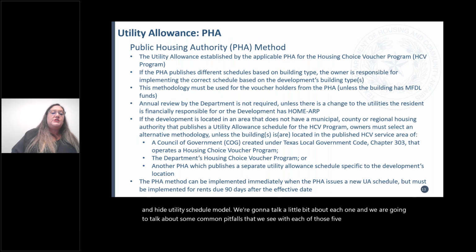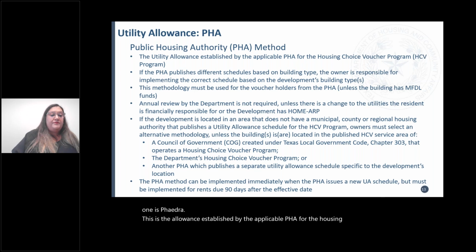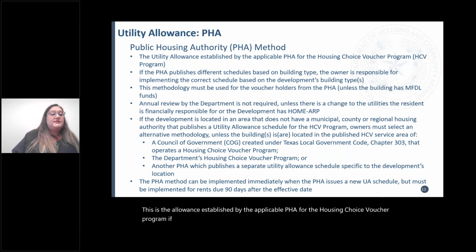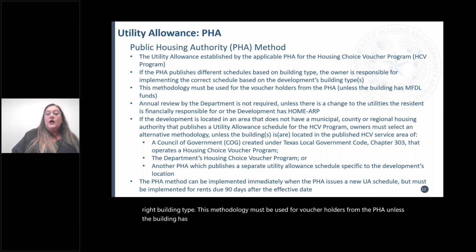The first one is PHA. This is the allowance established by the applicable PHA for the Housing Choice Voucher Program. If the PHA publishes different schedules based on building type, you have to use the right building type. This methodology must be used for voucher holders from the PHA unless the building has multifamily direct loan funds.